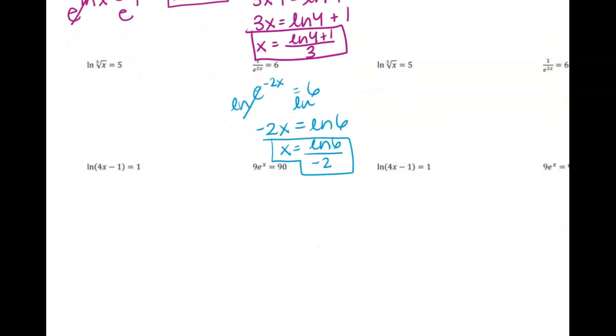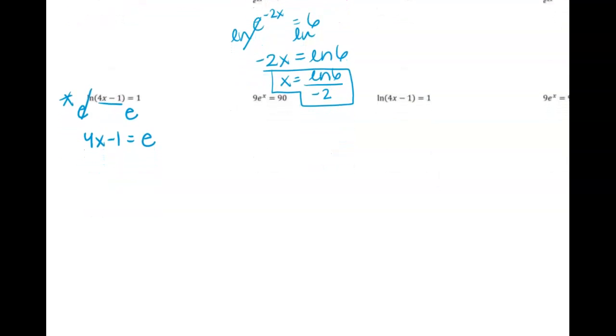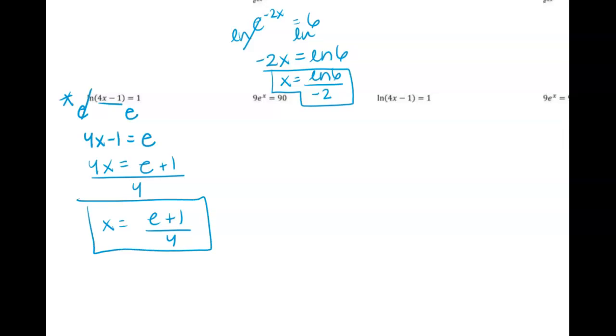The last one I'm going to do is this one here. Natural log of 4x minus 1. So this is trapped in there at the moment, so I'm going to e both sides. So I get 4x minus 1 equals e to the 1st, or just e. If you're using your calculator, you'd have to make it e to the 1st, but otherwise we can just leave it e. Add 1 to both sides. 4x equals e plus 1 divided by 4. So x is the lovely e plus 1 over 4. What is that? I mean, I can estimate, but to get exact, I would need my calculator. So we'll leave our answer just like that.